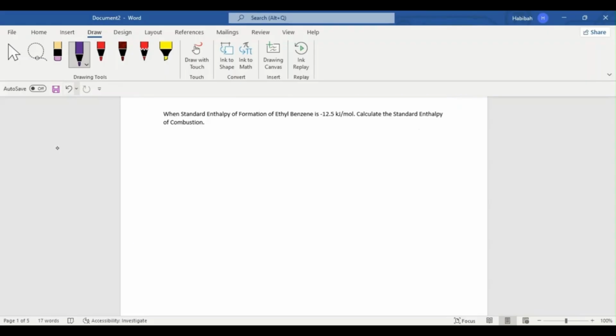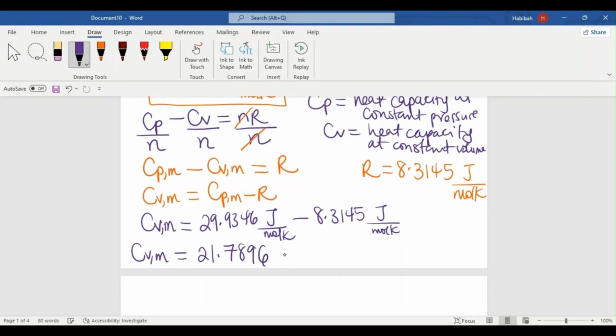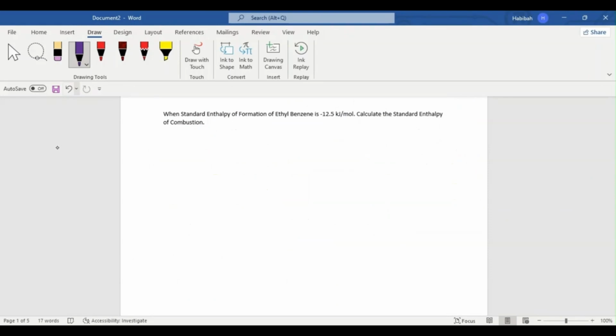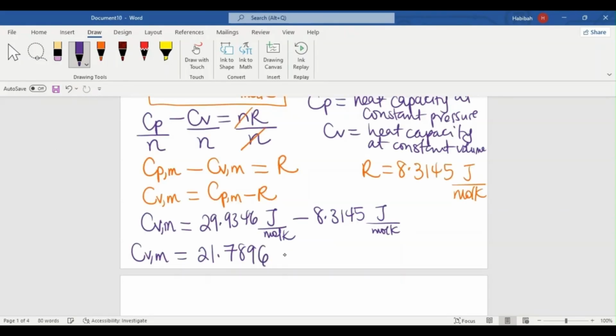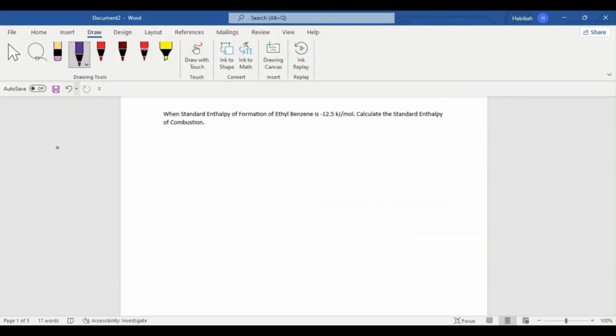So rewriting this, we have C8H10 plus the combustion reaction, because we're asked to find the standard enthalpy of combustion for this particular reaction. Anytime you have a combustion reaction, you always have carbon dioxide, CO2 gas, as well as H2O, water, which is in liquid form. This ethyl benzene is a liquid, and of course oxygen is a gas.